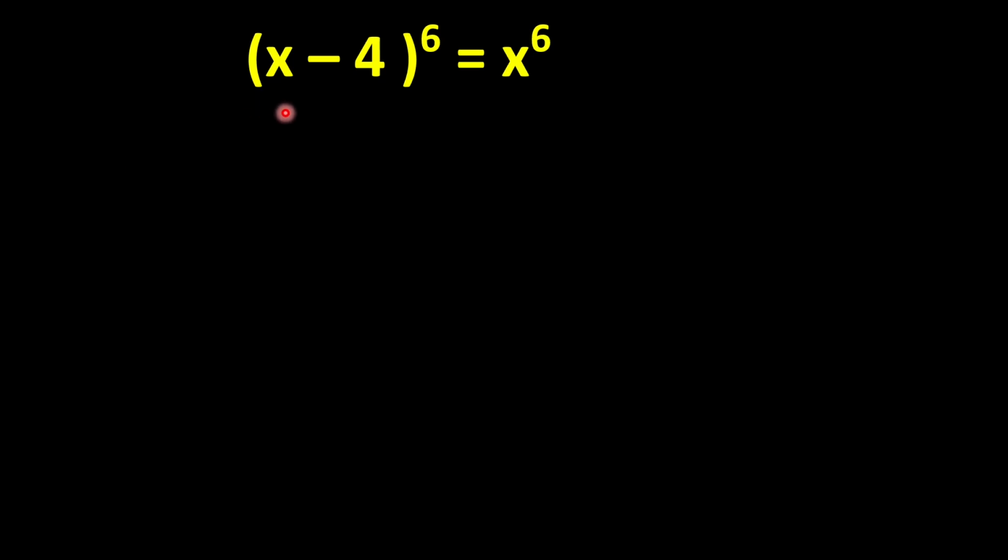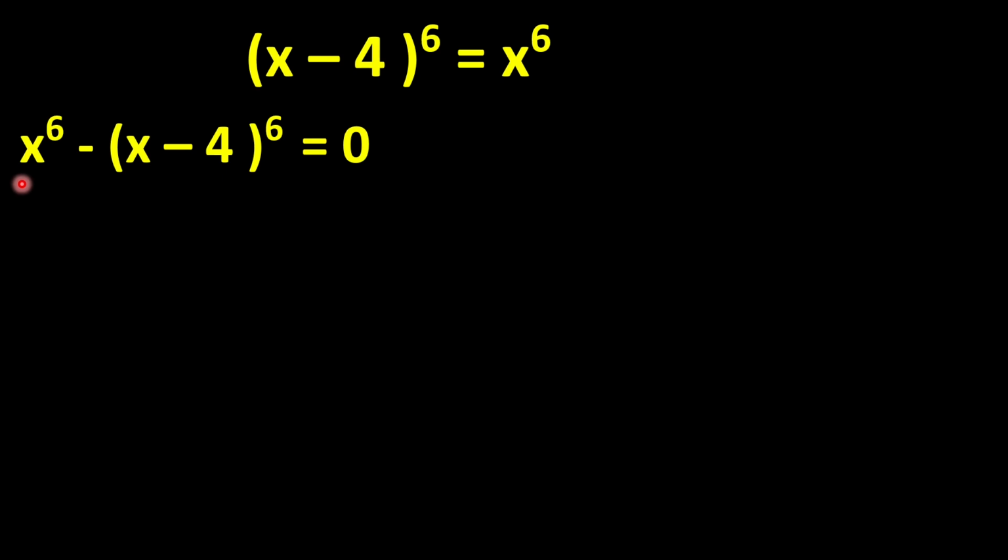Hello everyone. We have this question: (x minus 4) all power 6 equal to x power 6, and we have to solve this question for the value of x. So let's start the solution of this question. First of all, we will set this (x minus 4) all power 6 on this side of the equation.